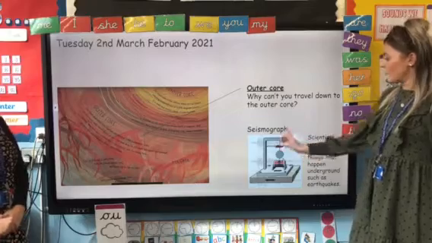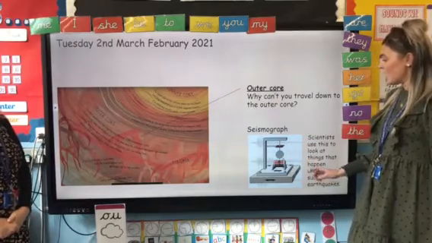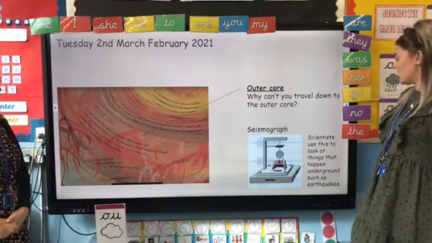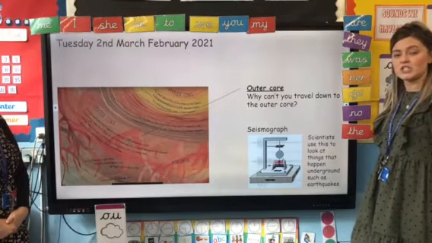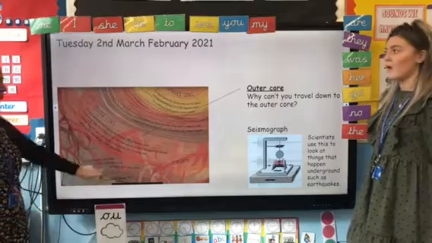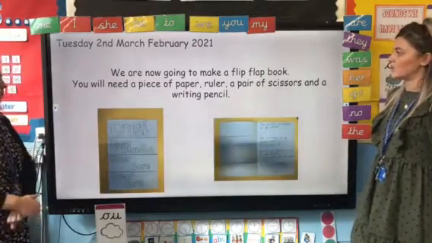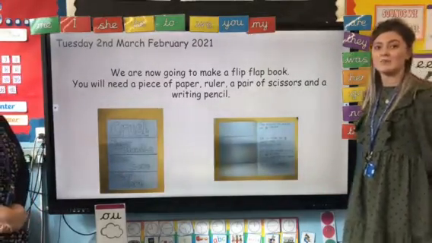A seismograph, which is this piece of equipment here, is used by scientists. They use this to look at things that happen underground, such as earthquakes. When you have finished answering all those questions, we now have a fun activity that we'd like you to do.